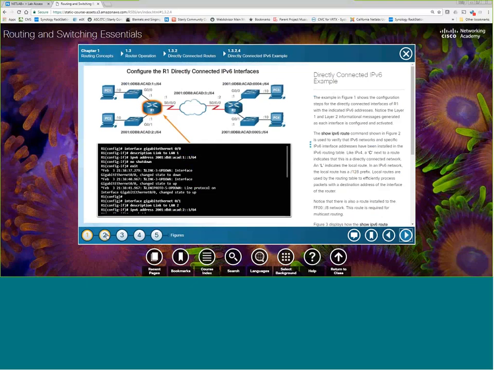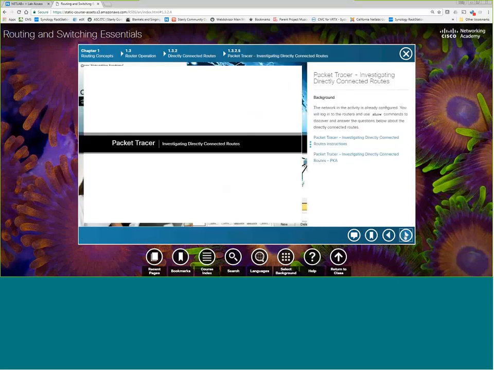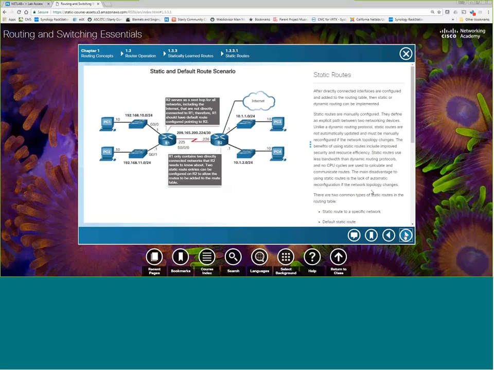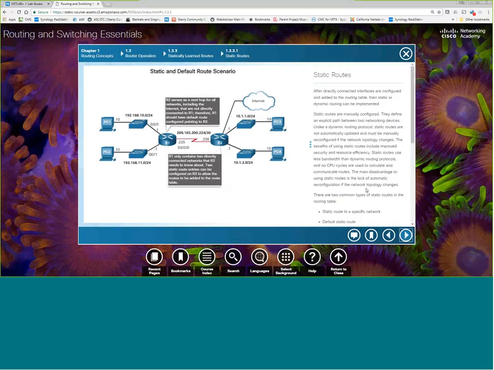Here again, this is just IPv6, exact same thing, showing you connected and where it's connected to, in this case 00. So IPv6 is not all that wild. You don't have to worry about it being a weird thing. It's just longer addresses, quite honestly.